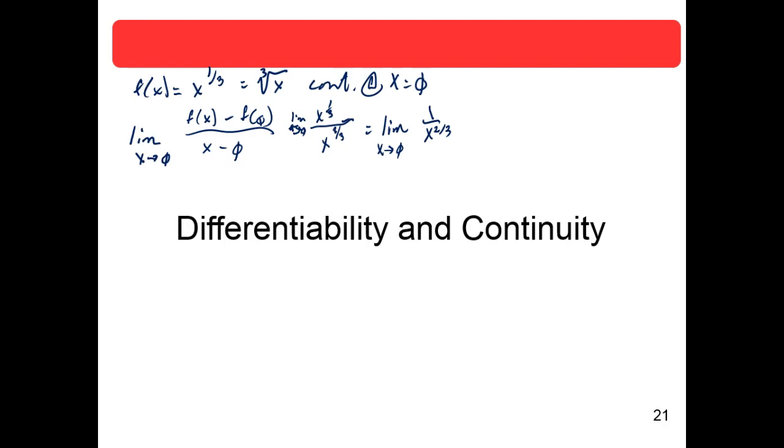If it were indeterminate, it might. But this is a 1 over x to the 2/3. And when that approaches 0, it doesn't happen.